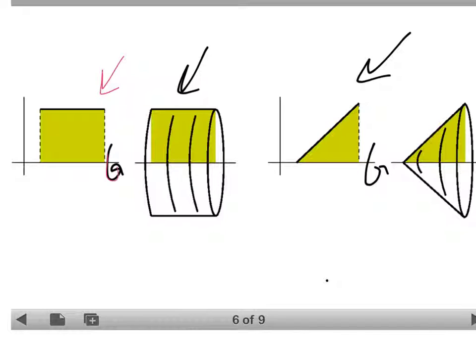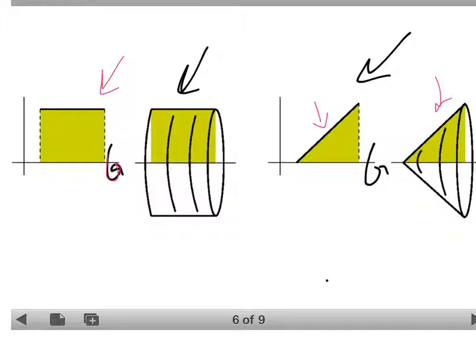Another example: as I said earlier in the lesson, if we had a rectangle and you are revolving it again about the x-axis, it will generate a solid which looks like a cylinder. As well as if we had a straight line or ray, it generates a cone.